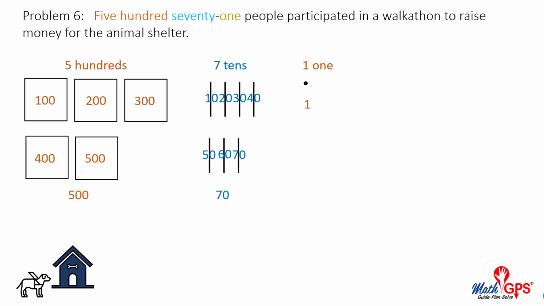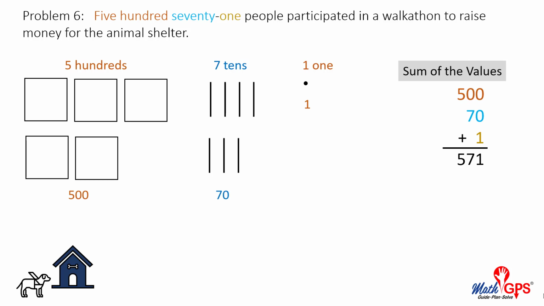Skip count to find the value of each group. 5 flats have a value of 500. 7 line segments have a value of 70. 1 small circle has a value of 1. To compose this number, we take the sum of all the values, 500 plus 70 plus 1. 571 people participated in the walkathon.